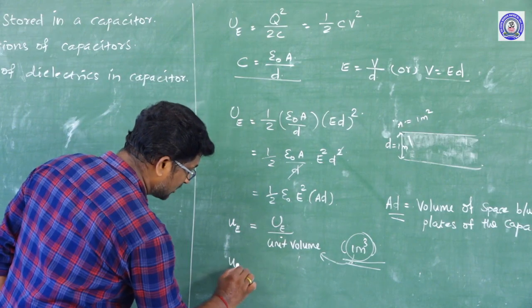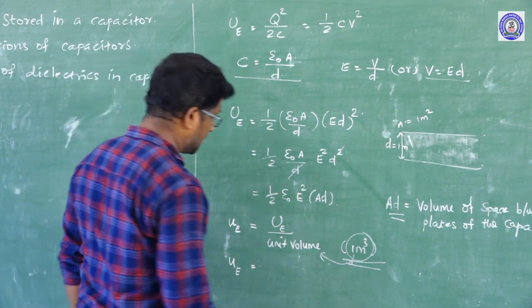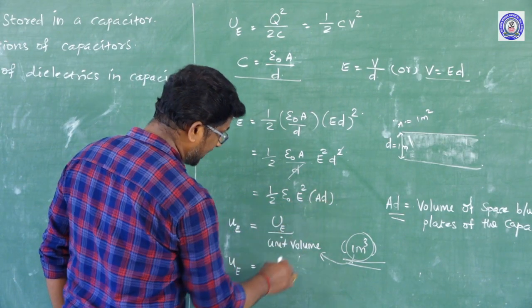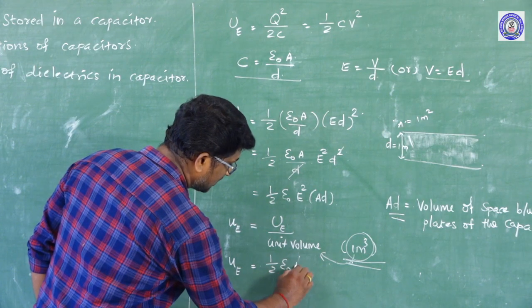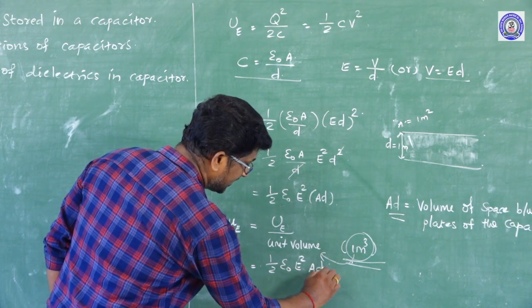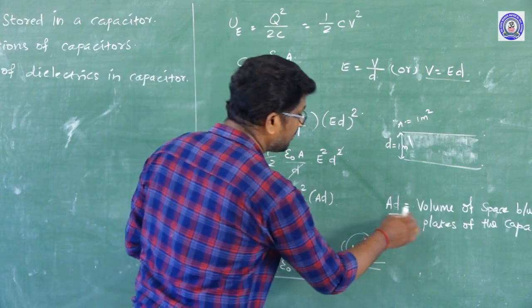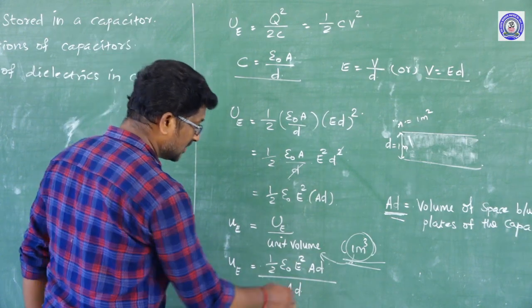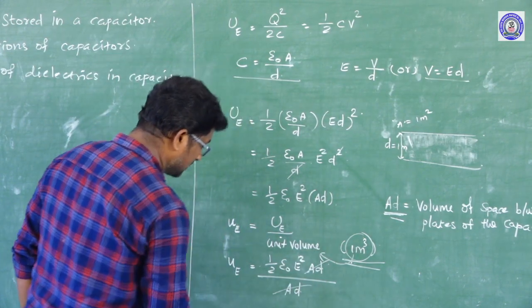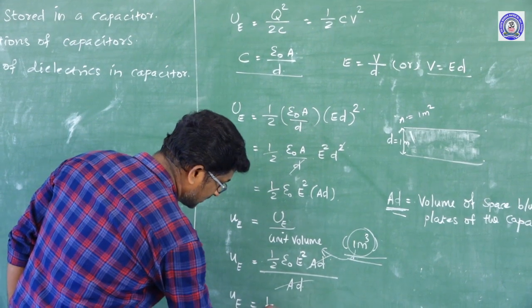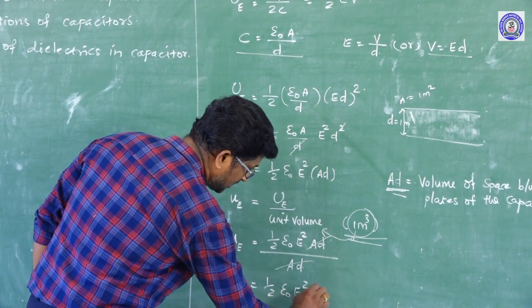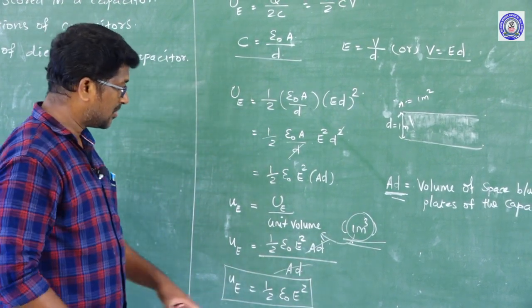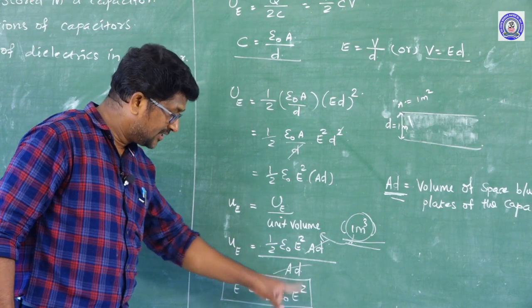So, energy density of the capacitor u suffix E is equal to ½ ε₀ E² A d divided by the volume A d. A d cancel, therefore u suffix E is equal to ½ ε₀ E². So energy density of the capacitor is given by the formula ½ ε₀ E².